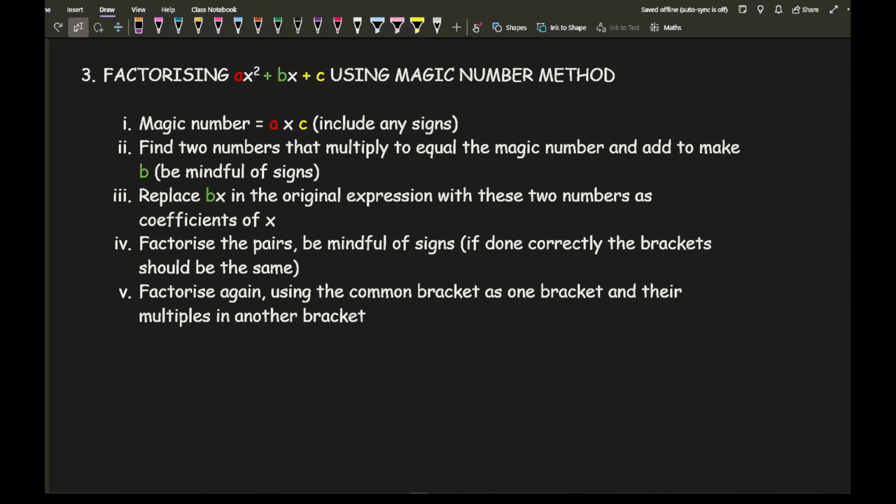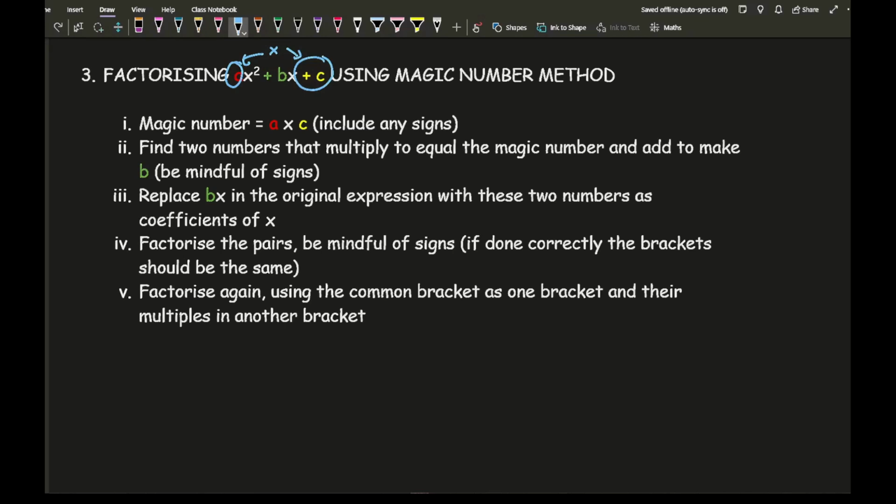So looking at step 1, the first thing you want to do is find the magic number. Now, with these complex quadratics, you'll always have something x squared plus or minus something x plus or minus something c, in which b and c could be 0. So just be mindful of that. Now, the magic number is basically multiplying this number here with this number here, including any signs. So I just multiply those two numbers together and that will give me the magic number.